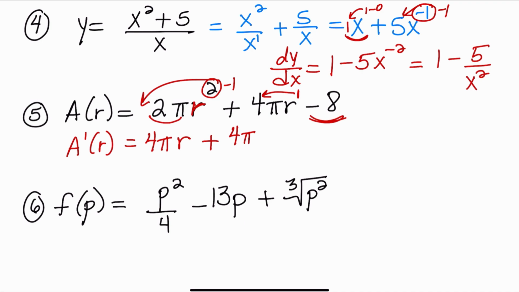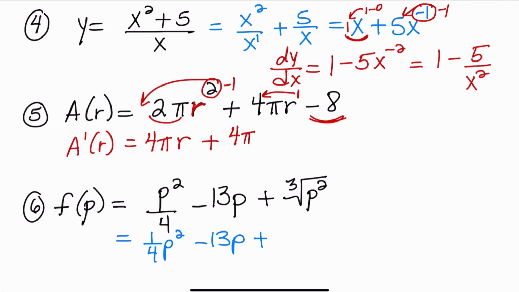Let's look at this last problem. In this particular case, we have f of p, and we have p squared over 4 minus 13p plus the cube root of p squared. So there's a lot going on in this problem. The first thing I want to do is rewrite the beginning part. If you have p squared over 4, it's the same exact thing as saying 1/4 p squared minus 13p. Okay, there's nothing there that I have to fix.